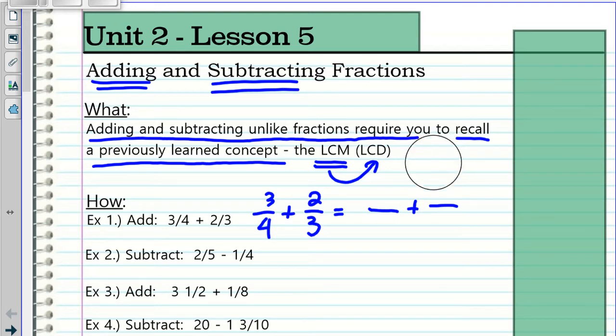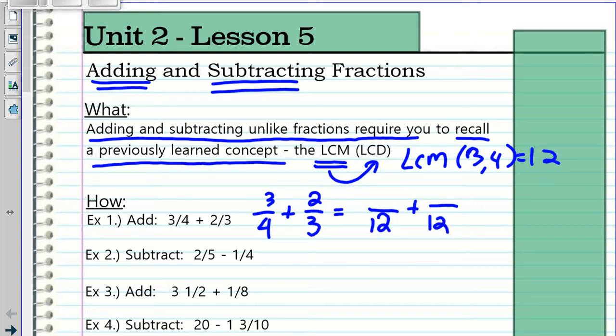So let me write this down. What's the LCM between 3 and 4? What is it? Yeah, 12. So you cannot add it until the denominators are the same. Okay? Think of it like that. Now, that begs the question: how does 4 become a 12? That's right, you multiply by 3.